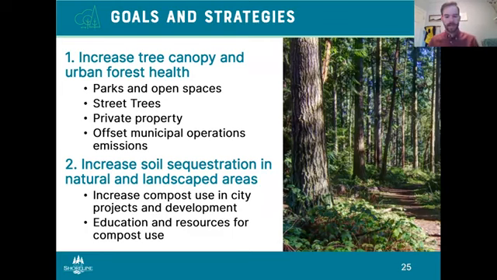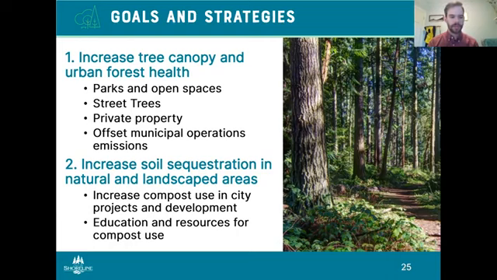And so here is just a high level overview of the primary strategies for this section of the CAP. Again, you'll be getting the full text and really diving into discussing the nitty gritty on them in the breakout rooms, but I just wanted to highlight it. So, the number one, it's pretty straightforward, but increasing tree canopy and urban forest health is the goal there.